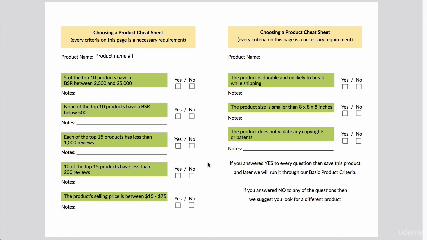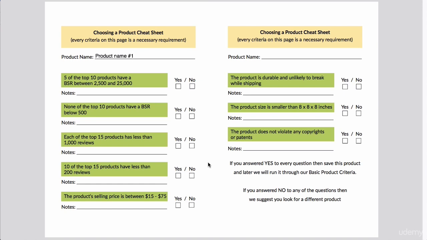The next criteria is the product is durable and unlikely to break while shipping. The last thing we want is a fragile product that's going to break by the time it arrives at the customer's doorstep. Next, we want a product that's not too big because that's going to save us a ton of money on shipping costs when the product is shipped from China to our Amazon warehouse and then from the Amazon warehouse to our customer. The last criteria is the product does not violate any copyrights or patents. And this is very important because if it does, we're going to run into a lot of legal trouble.